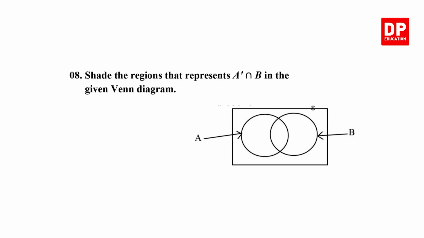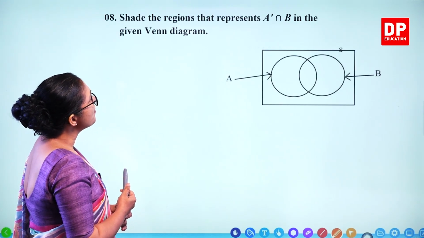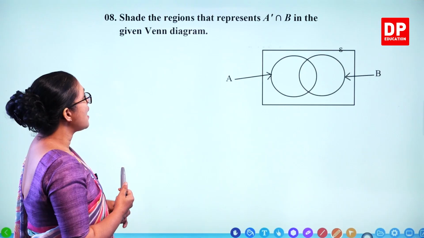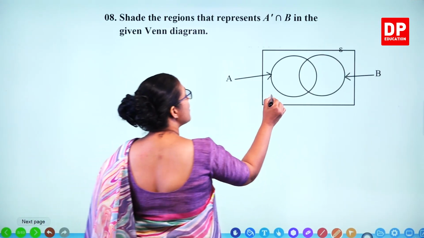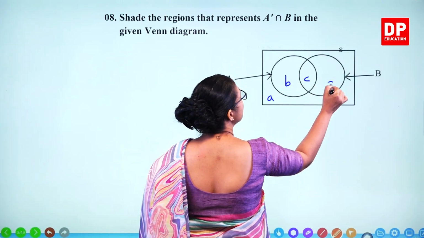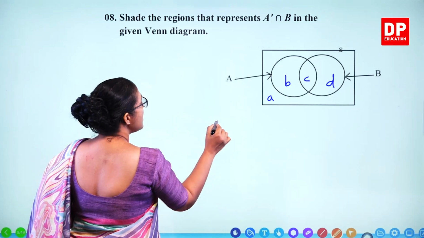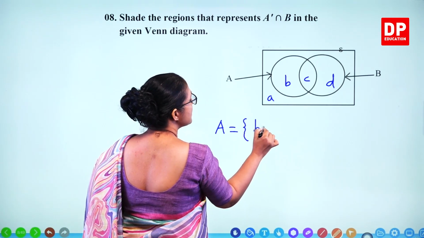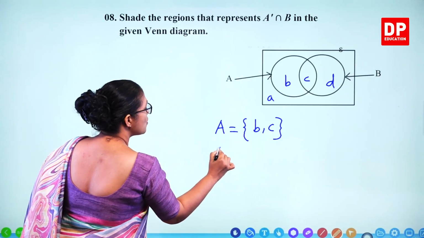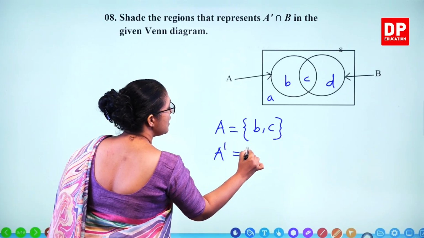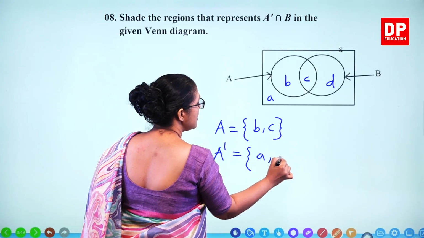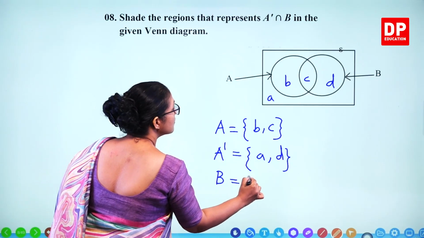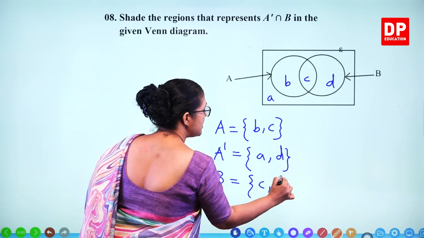Question number 8. Shade the regions that represent A dash intersection B in the given Venn diagram. If you can't figure it out, we can put letters and see. We need A dash. So first write A. A means B and C. So A dash means outside B and C, you get A and D. What's B? B is C and D.